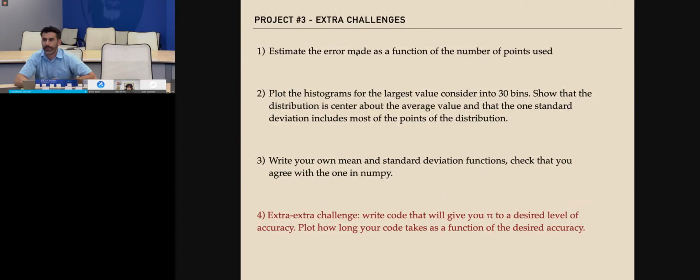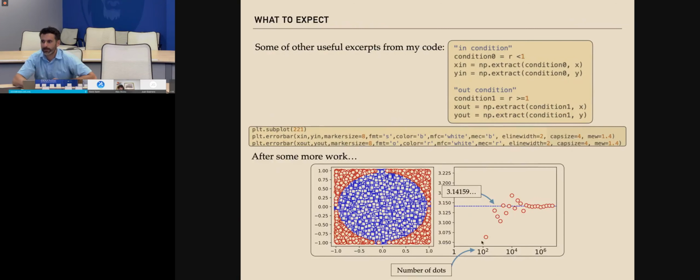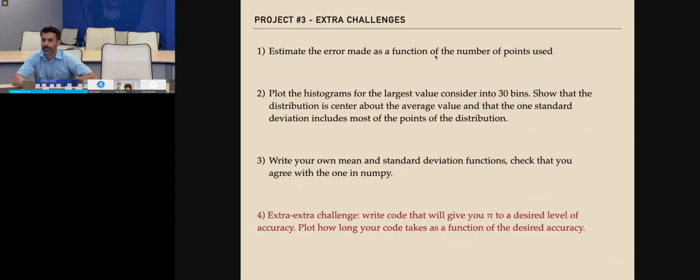Estimate the error made as a function of the number of points that you've used. What is my error for 100 points? You see that this is really far from my value, right? Can I estimate that error? What if I use, here it seems like it's very close to the real answer. What is my error there? So estimate that error, and I'll give you some ideas, or just do it however you want.